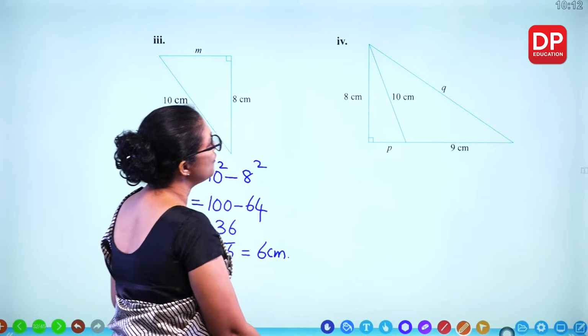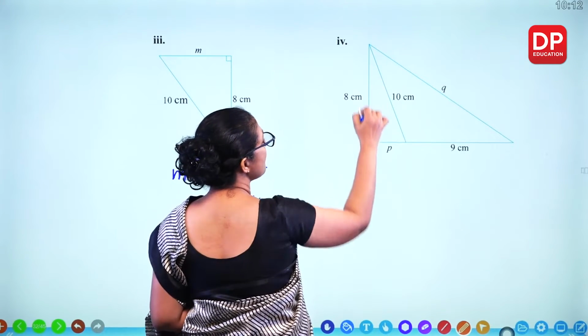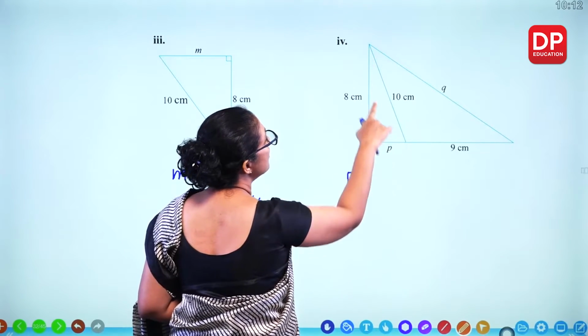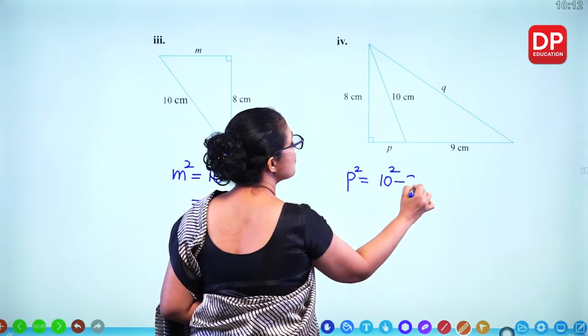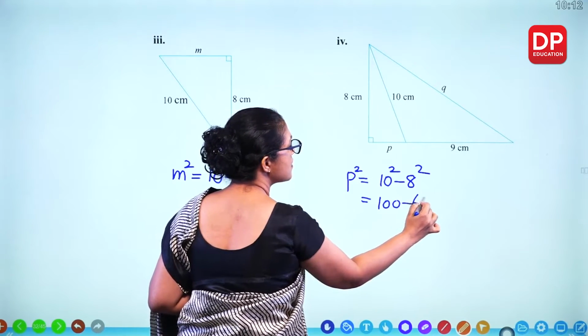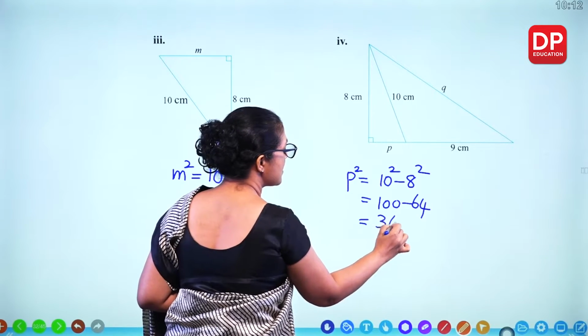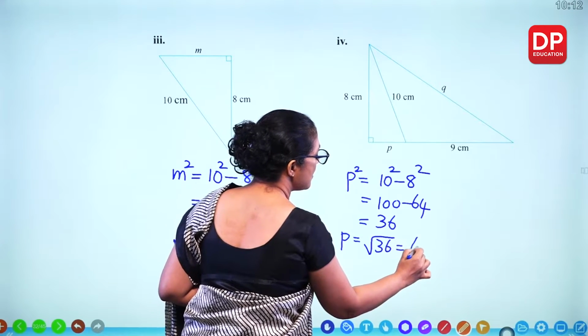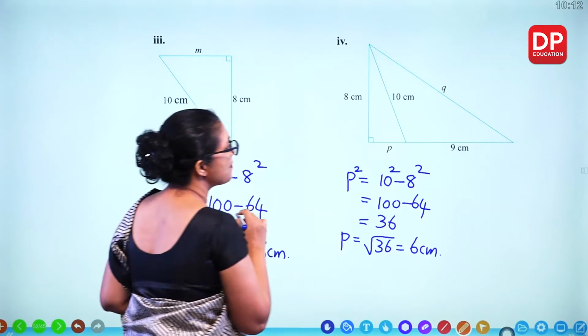This one, we'll first find P in this triangle. P squared is 10 squared minus 8 squared, because 10 is the hypotenuse. 100 minus 64, that's 36. So P is the square root of 36, that's 6 centimeters.